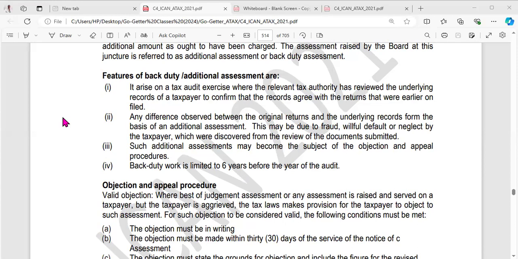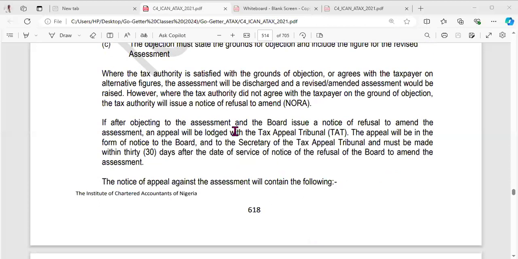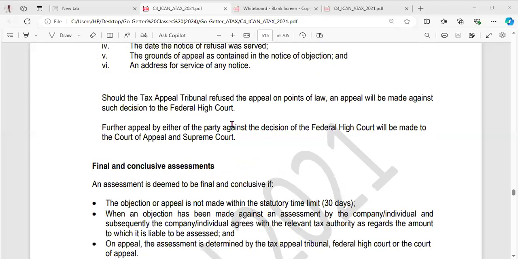We talked about objection and appeal procedure, so we will not talk about that much because a whole lecture was dedicated to that. We talked about all of these.